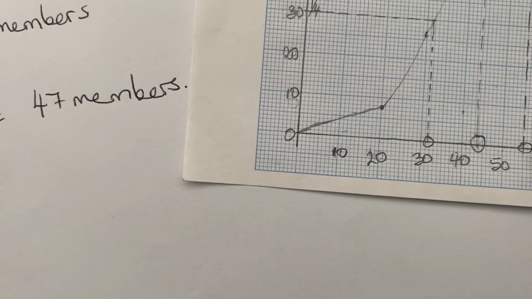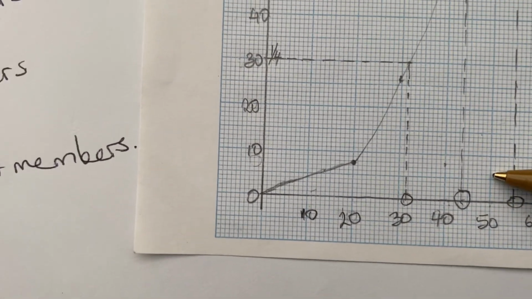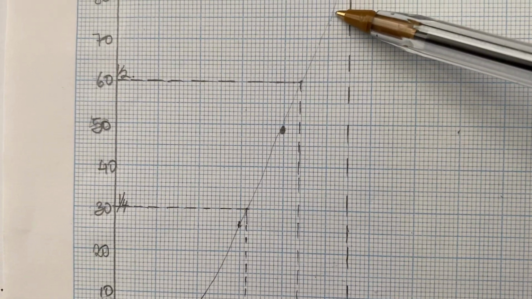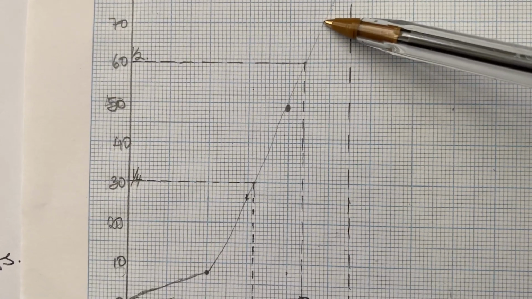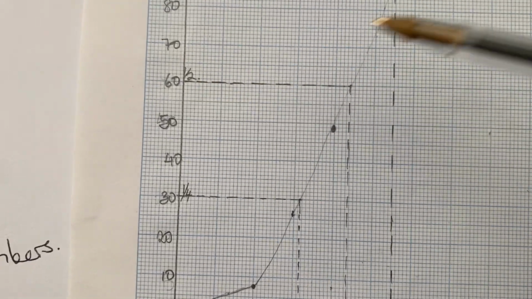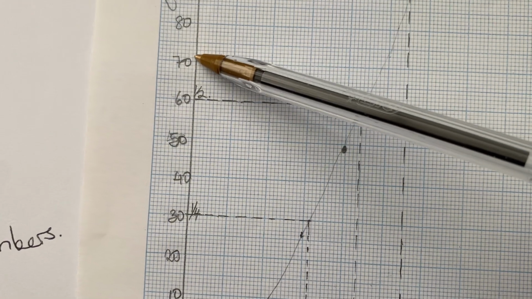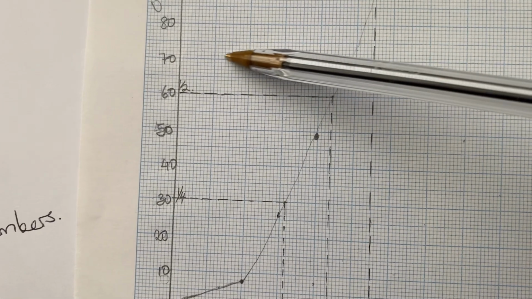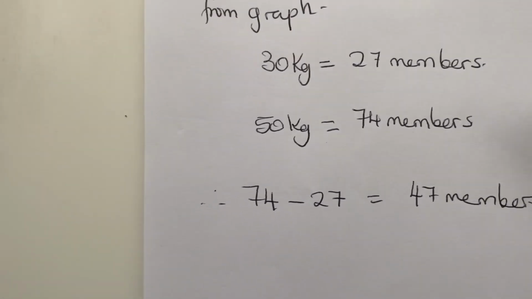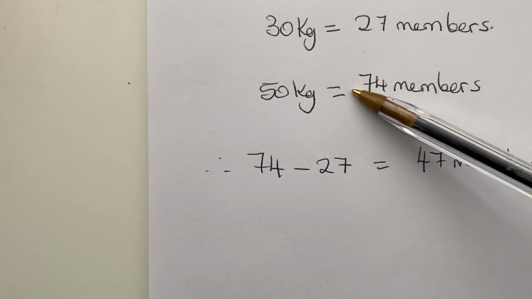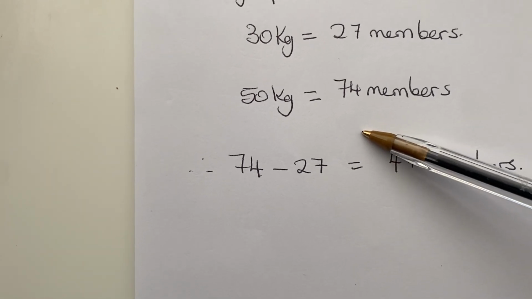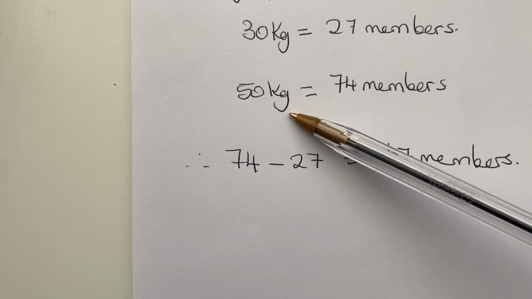And then when you do the 50, go up. 50 is here. If we zoom in to the ogive, that will be the point. And when you look at it, it's about 74. So from 50 up, about 74 here. So among the community members, 27 members weigh up to 30 kilograms, and up to 74 members weigh 50 kilograms.